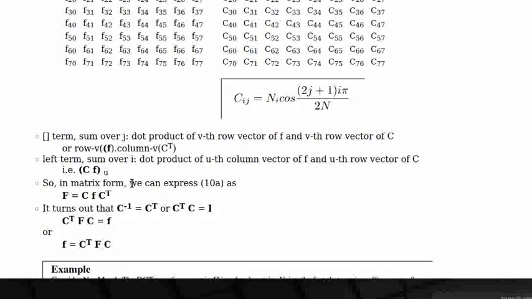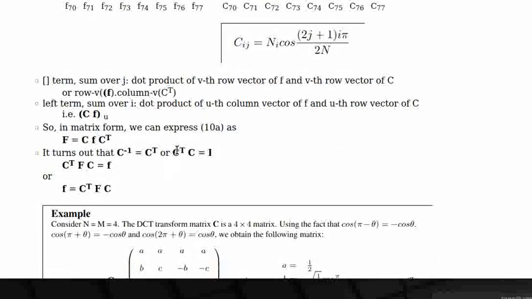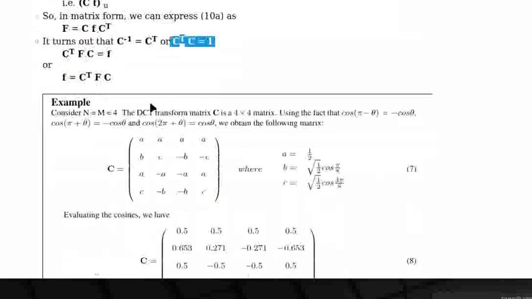It turns out that C inverse is equal to C transpose. That means C times C transpose is equal to the identity matrix I. By multiplying C transpose on the left of both sides of this equation, we get identity matrix here, and by multiplying C on the right, we get identity matrix here. So we have C transpose times F times C equals the transformed matrix. Or F equals C transpose times the transformed matrix times C.